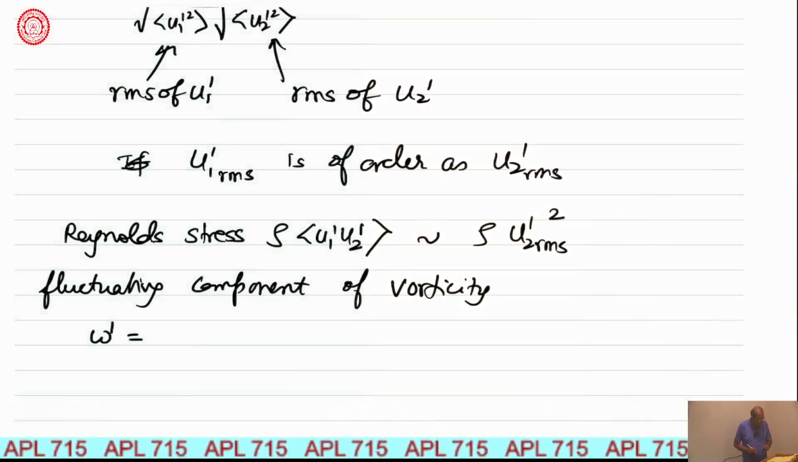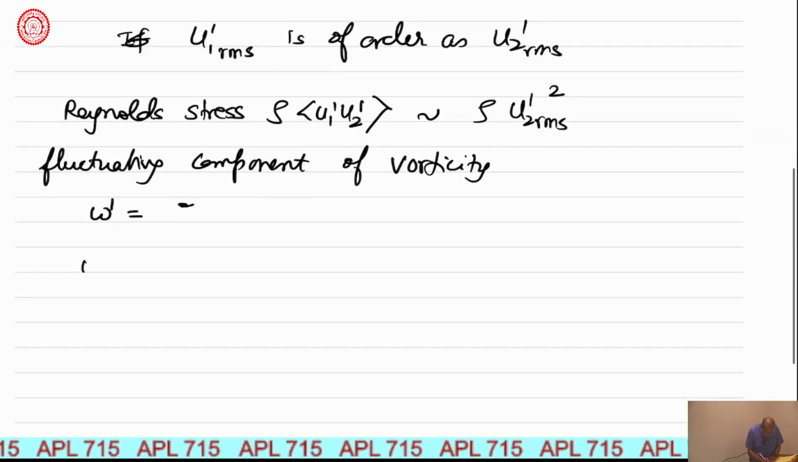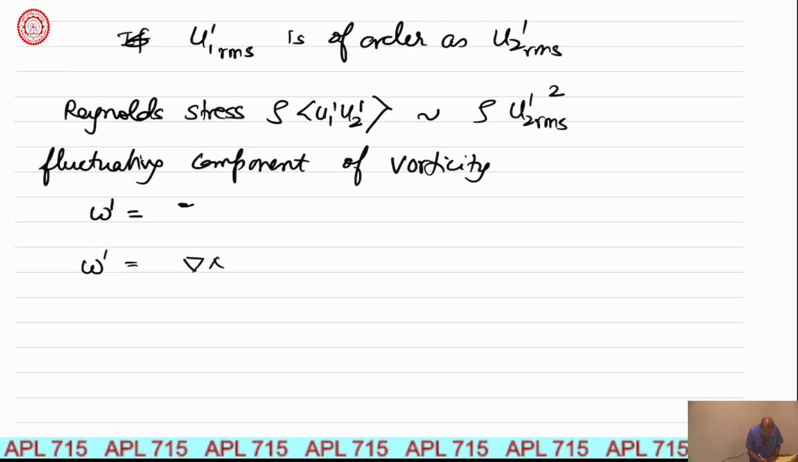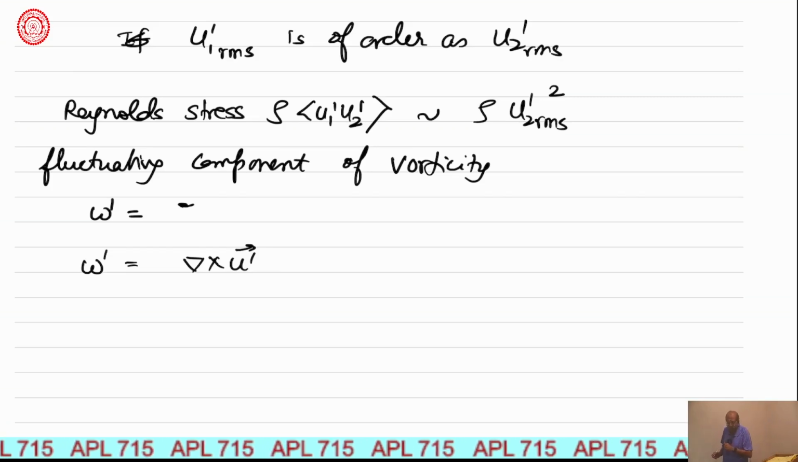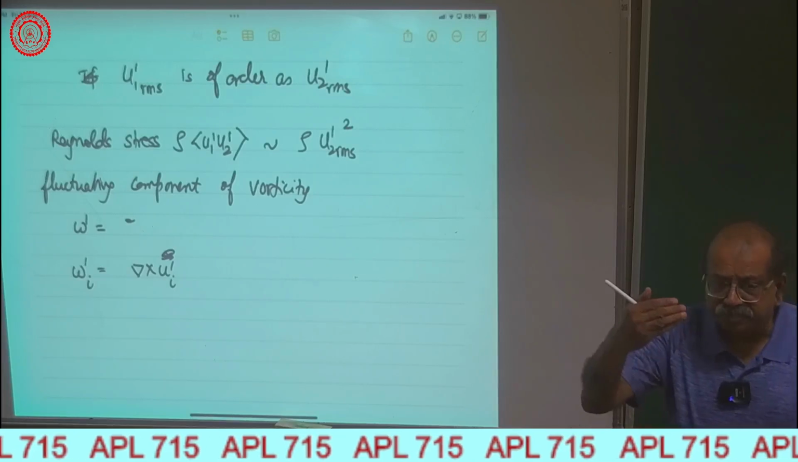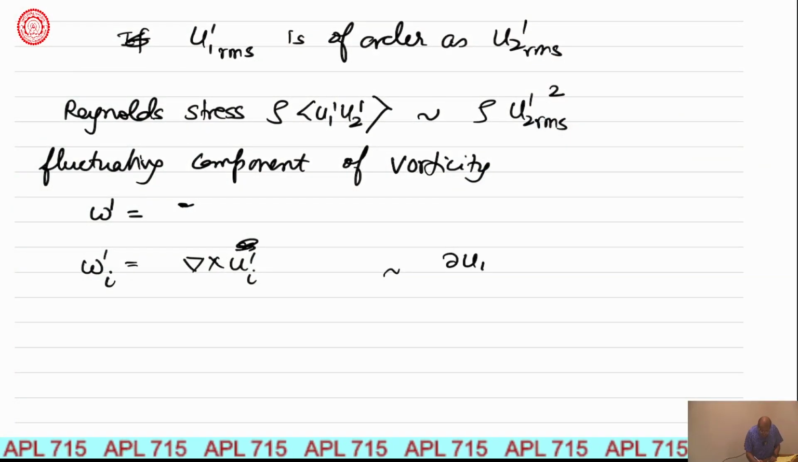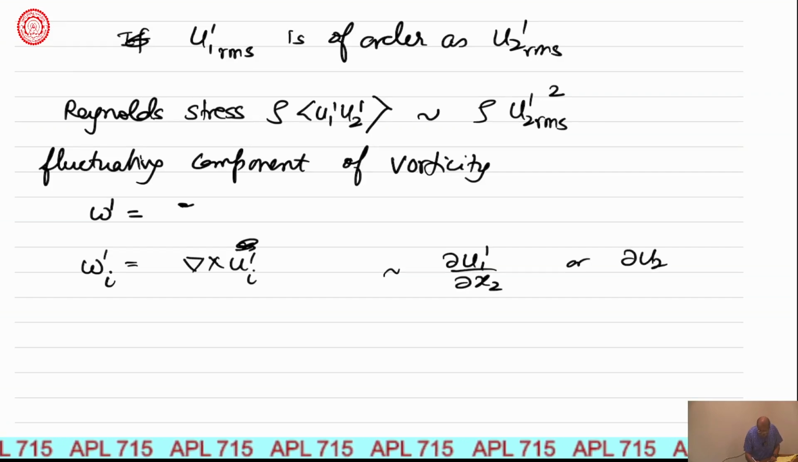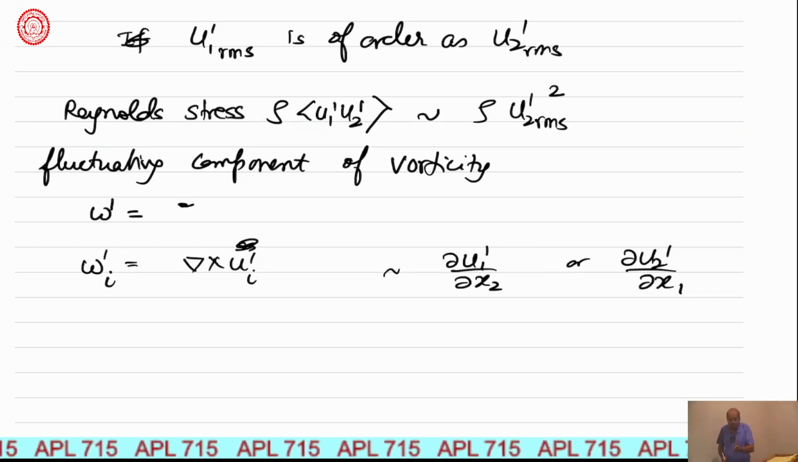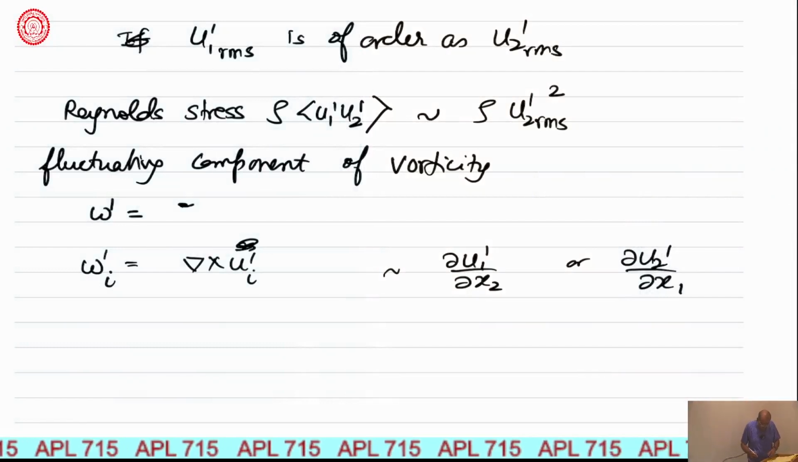Okay. Now, if I look at the fluctuating component of vorticity, vorticity, if you realize, is del cross, or omega i prime is del cross ui prime. So in vorticity, what you have is a cross derivative. So it will be something like partial u1 prime by partial x2. If it is one component of velocity, the derivative will be in the other direction, 2 or 3 direction, and they will give you different components. So a typical vorticity component which we write is something like this.